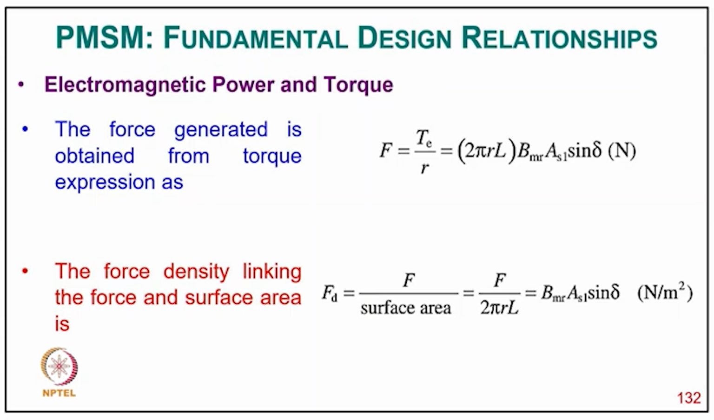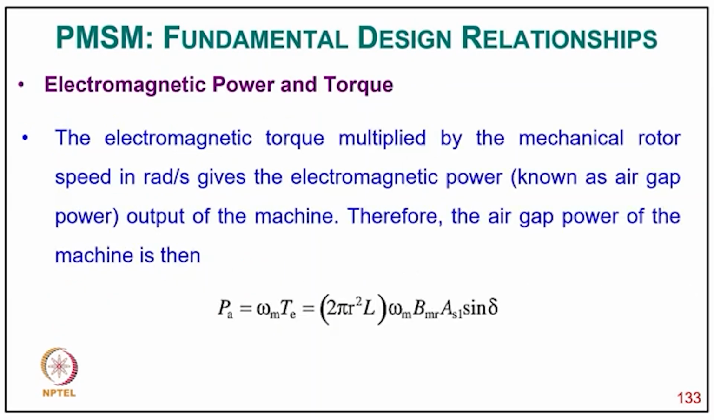Now the force generated is obtained from the torque expression. So F equal to T/r, that is 2πrL B_mr A_s1 sin δ in Newton, and the force density linking the force and surface area, F_D equal to F upon surface area, that is F upon 2πrL, that is B_mr A_s1 sin δ Newton per meter square. So now electromagnetic torque multiplied by the mechanical rotor speed in radians per second gives the electromagnetic power known as air gap power output of the machine.